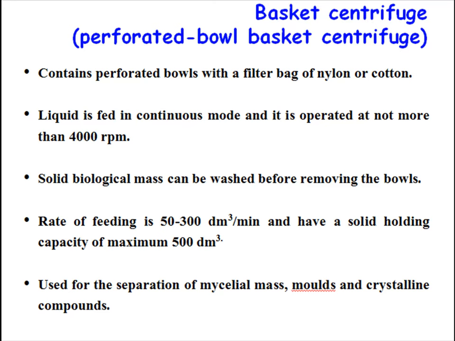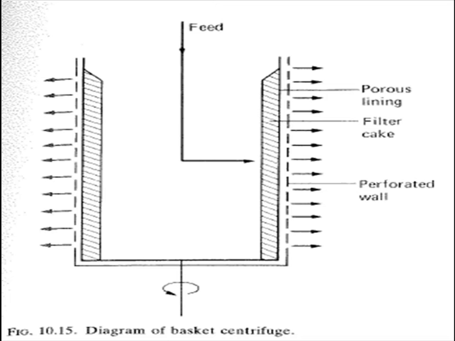Liquid is fed in continuous mode and it is operated at not more than 4000 RPM, that is revolutions per minute. Solid biological mass can be washed before removing the bowls. Rate of feeding is 50 to 300 dm cube per minute and have a solid holding capacity of maximum 500 dm cube. Used for the separation of mycelial mass, molds and crystalline compounds. This is the diagram of basket centrifuge.